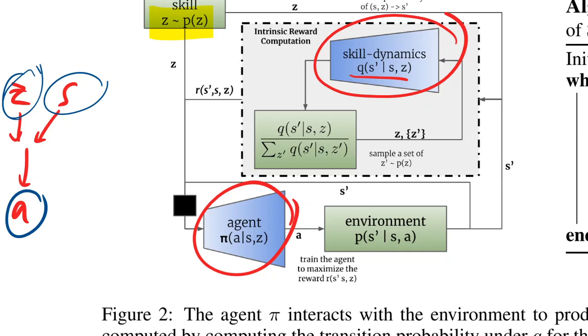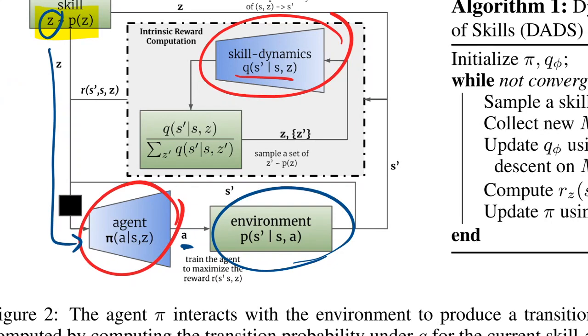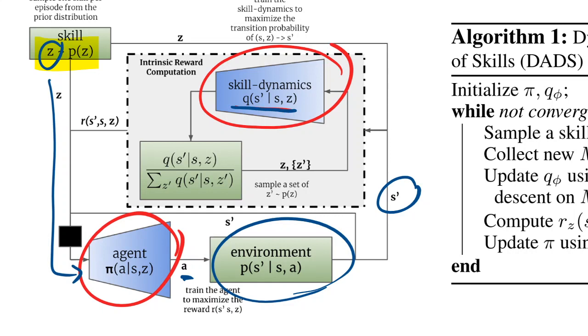So you're going to take your skill. You're going to, with your agent, perform an action based on that skill and the current state of the world. Then the environment is going to give you the next state right here. And from those things, you can now learn your world model. You know, I was in state S. I performed action A, but I performed action A based on skill Z. And then I ended up in state S prime.